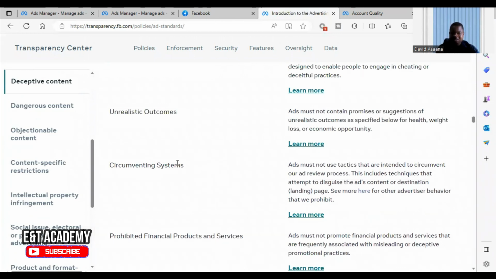What is circumventing systems? You are trying to disguise yourself in such a way that you dodge the system, and the system will not know what exactly you are trying to do. It's another policy that Facebook considers a serious violation. Look at it: ads must not use tactics that are intended to circumvent our ad review process. This includes techniques that attempt to disguise the ad content or destination or landing page.